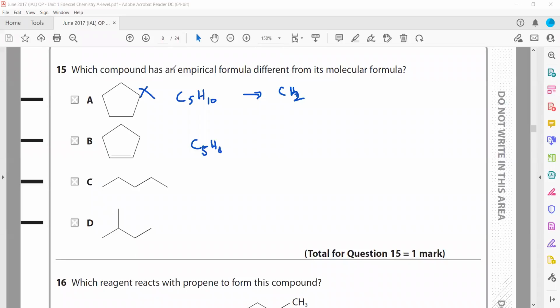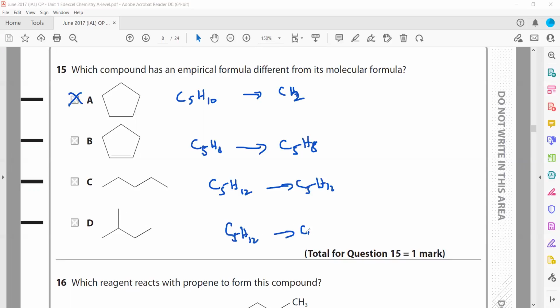So the question is, which compound has an empirical formula different from its molecular formula? The empirical and molecular formulas are different from each other, so A will be the answer. But why not B, C or D? Because C5H8 you cannot further simplify, it remains C5H8. Here 1, 2, 3, 4, 5, so C5H12 will remain C5H12. We cannot further simplify. Here 1, 2, 3, 4, 5, that is also C5H12 and it will remain C5H12. But A is C5H10 as the molecular formula, and the empirical formula will be CH2.